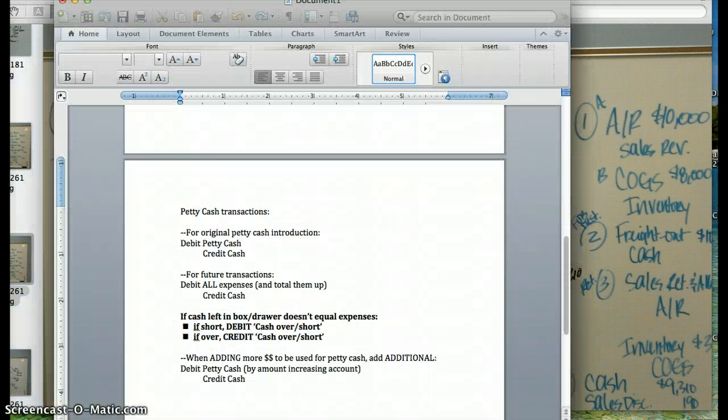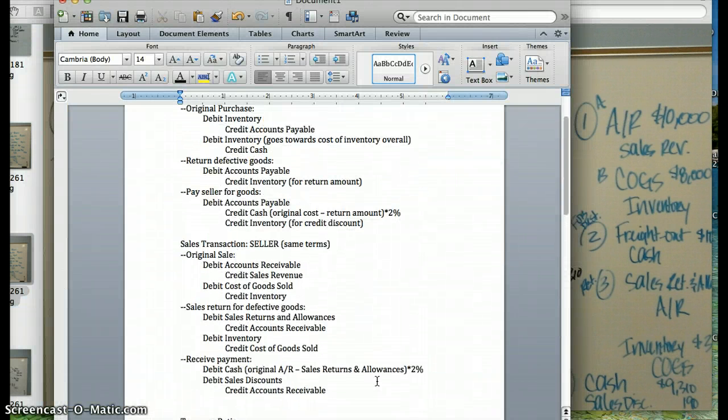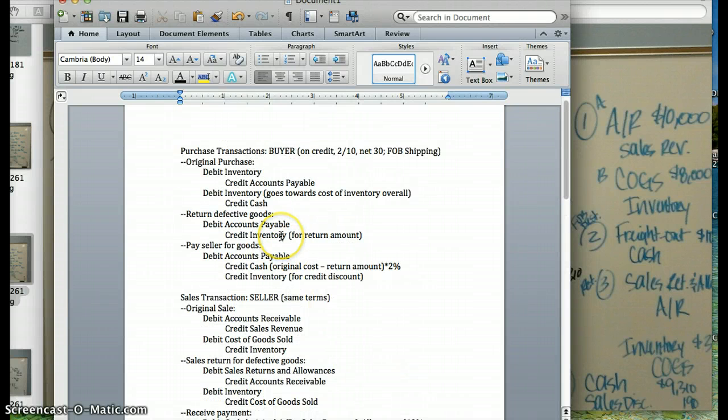So to give you a better idea, I prepared some transactions without numbers, for both the buyer and the seller side. Starting with the buyer side, on credit, you were sold goods with the credit terms of 2/10, which is 2% to be paid within 10 days, or net 30 to be paid in full in 30 days if you don't take advantage of the discount, with an FOB shipping point.